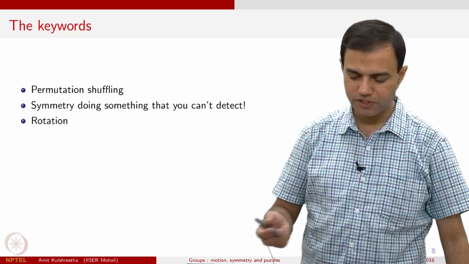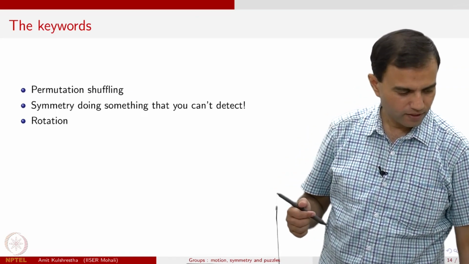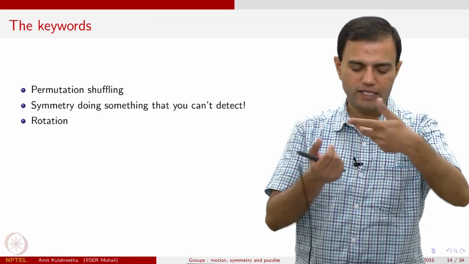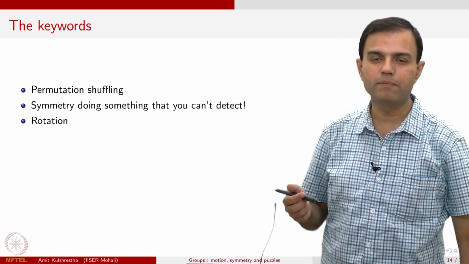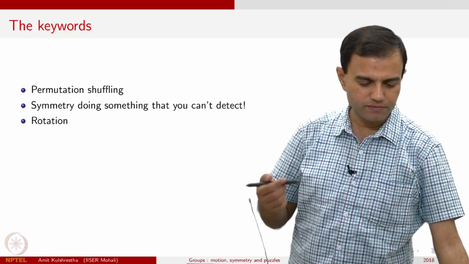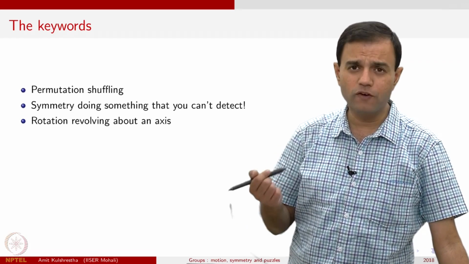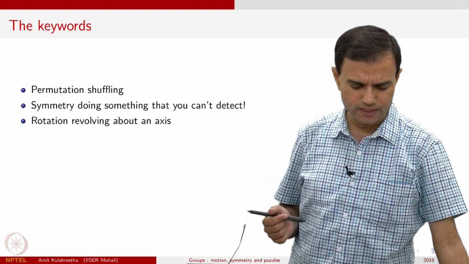Rotation, of course. Say you have a sphere and I am rotating the sphere, that's an example of symmetry. And rotation is also a keyword that I have been using here. So revolving about an axis is rotation.